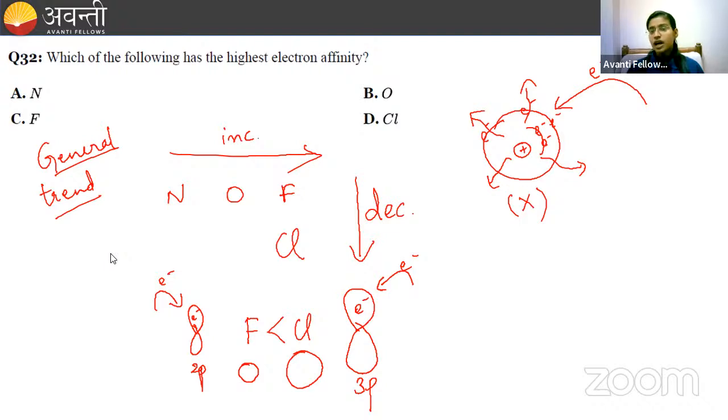So chlorine will have the highest electron affinity value. If an atom has a high electron affinity value, it means we can add an electron to that atom very easily. So chlorine will have the highest electron affinity among these four. Option D is the correct answer for this question. Clear?